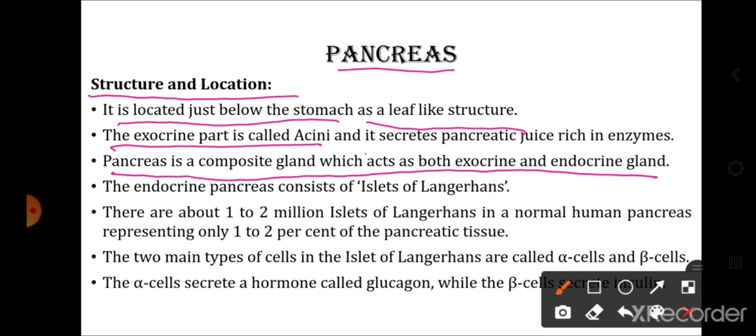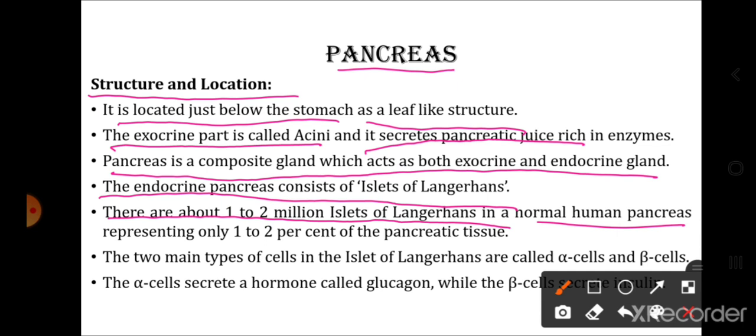And what is the function of acini? It secretes the pancreatic juice which is rich in various digestive enzymes. Whereas the endocrine part consists of the islets of Langerhans. There are about 1 to 2 million islets of Langerhans in a normal human pancreas, representing only 1 to 2% of the total pancreatic tissue. So, of the total pancreas, only 1 to 2% is the endocrine part, that is islets of Langerhans. Else, most of the pancreas is the acini part.